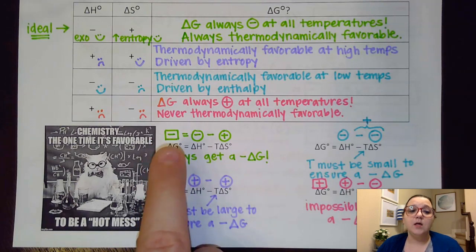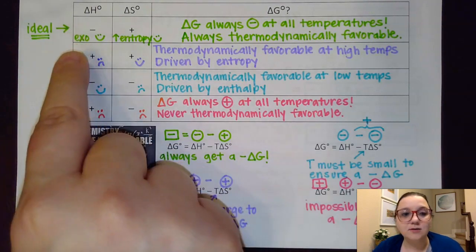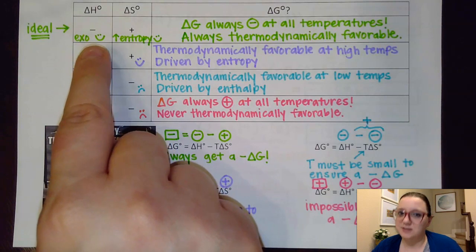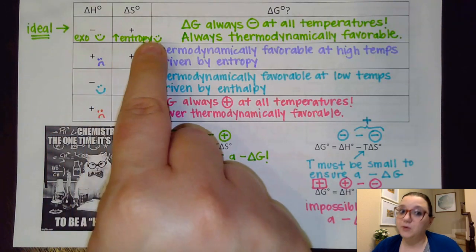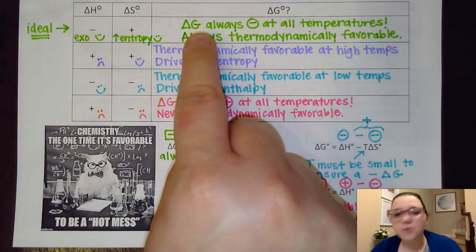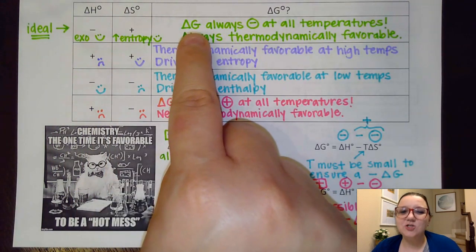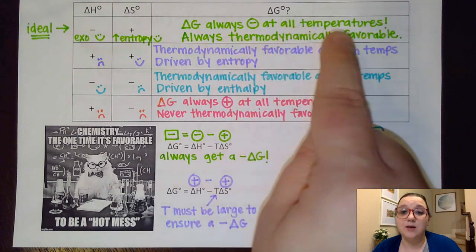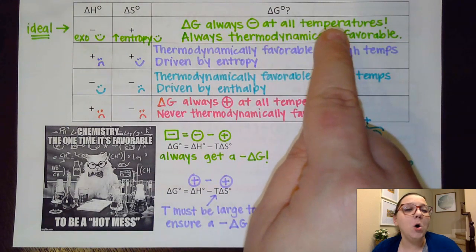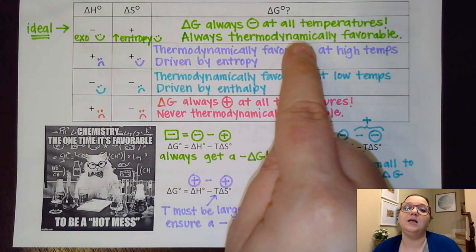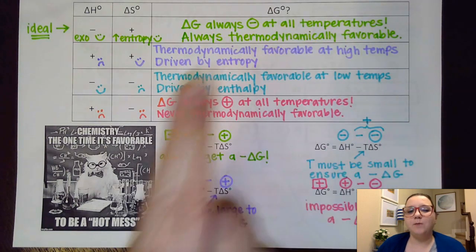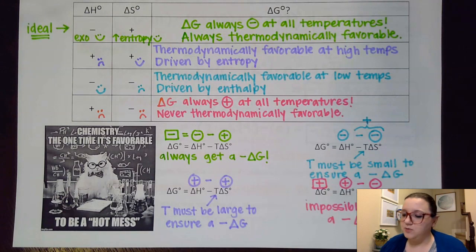value overall. So what that means is that when we are exothermic, and you notice I put a little happy face because that's a good condition to have, and whenever I have an increase in entropy, so I put another little happy face, that when both of those are happy faces, delta G is always negative at all temperatures. And that would mean no matter what, our reaction would always be thermodynamically favorable. Now, let's talk about changing up those conditions.